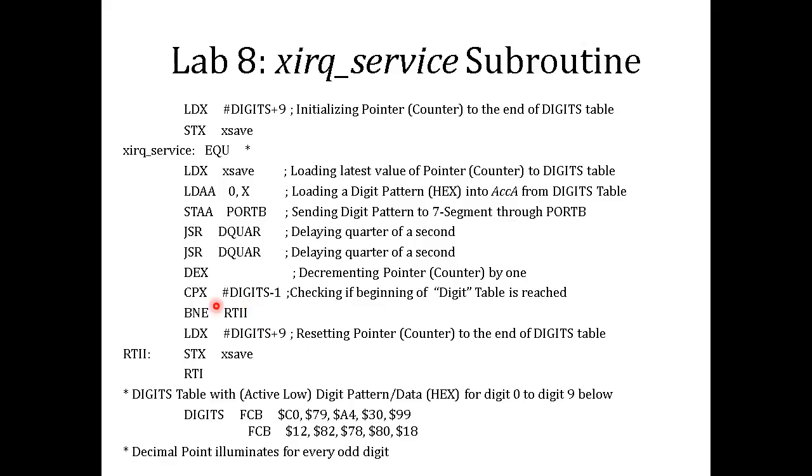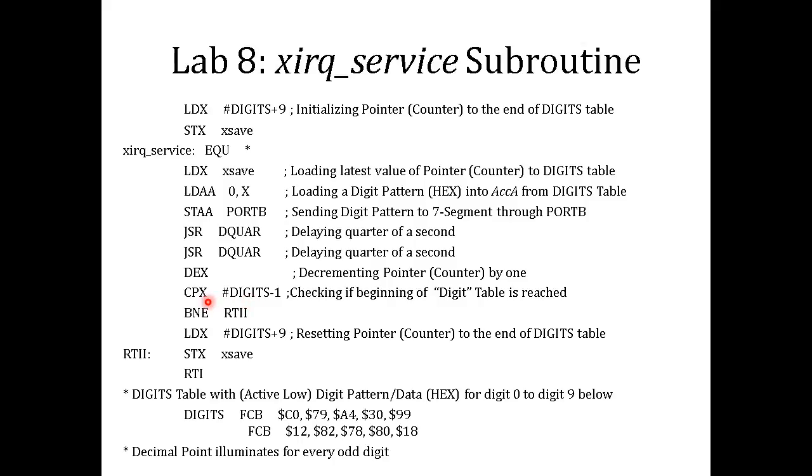We are just checking in the next line whether we arrived at the beginning of the table. This actually is the beginning of the table, because think about the beginning. The beginning of the table is actually digits, right? So before that, what do you have? Digits minus 1. Now, if we arrive at the beginning of the table, what do you want to do? You want to go back to the 9 again, right? Because you want to display 9 again next time.